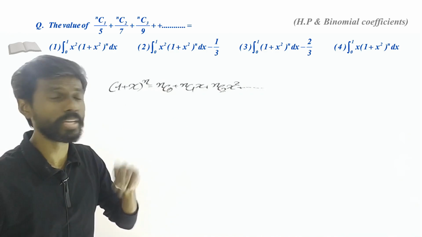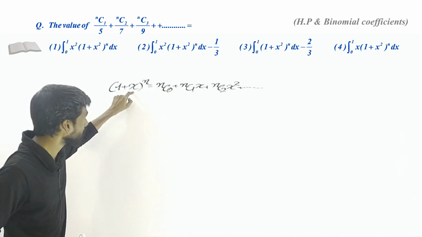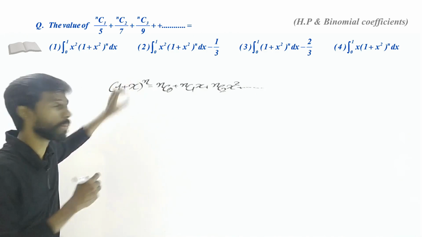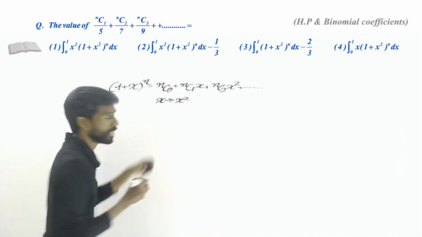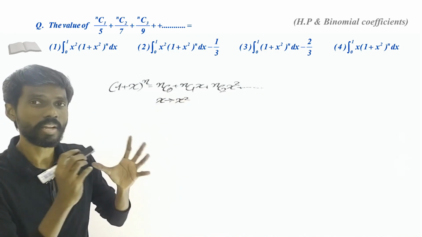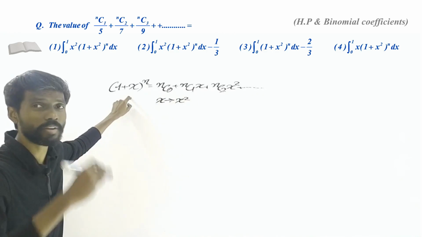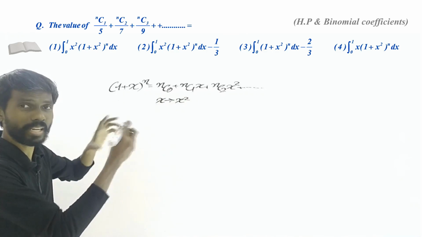That means 2 is the common difference. That means you have to replace this x by x square. When the difference of the AP is 2, replace x by x square. If the common difference is 5, then replace x by x to the power 5. Okay, so then only you will get that difference here.